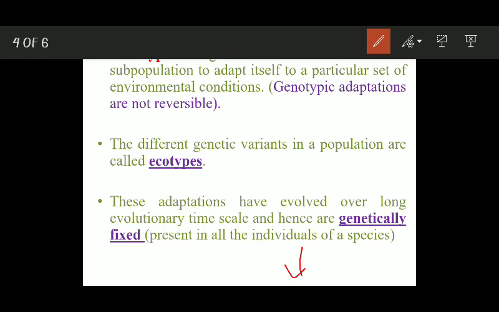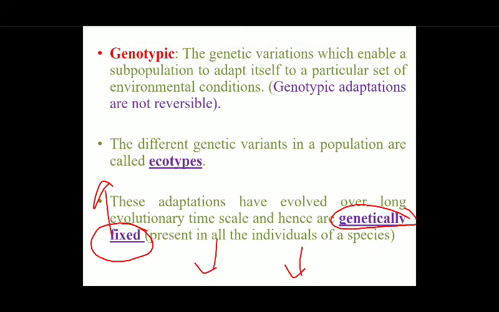That is why they are said to be genetically fixed, because it takes millions of years for these adaptations to evolve in natural populations. They become genetically fixed. That means they are present in all the individuals of a species. In other words, you can say they are genetically inherited.